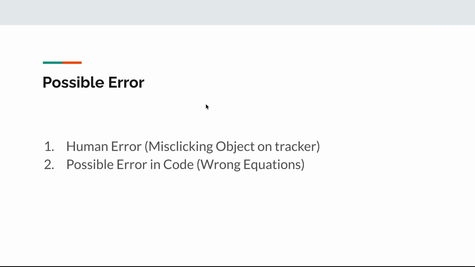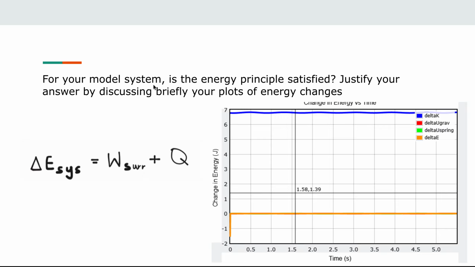Some possible sources of error are human error. When I was clicking the object in Tracker, it's pretty easy to misclick it. And there could have also been some errors in the code. And then, is the energy principle satisfied? The energy principle says that if there's no work done by the surroundings, which is what we're doing for this lab, then the total change in energy of the system will be 0. Delta E is orange, and you can see it's 0. Don't worry about all the other lines, the TA said it's fine for the lab.